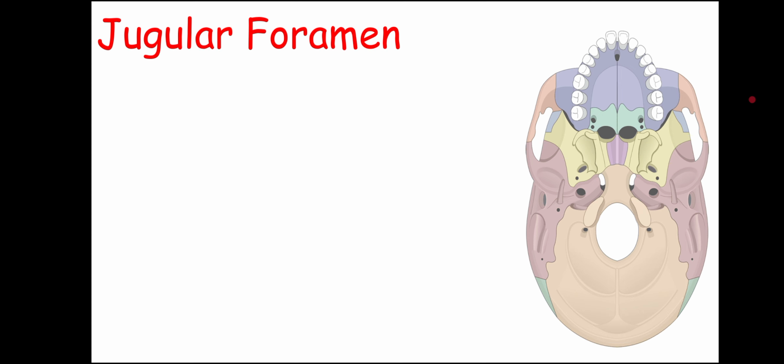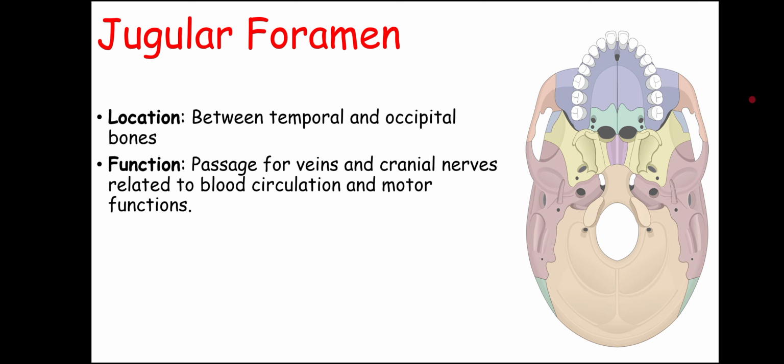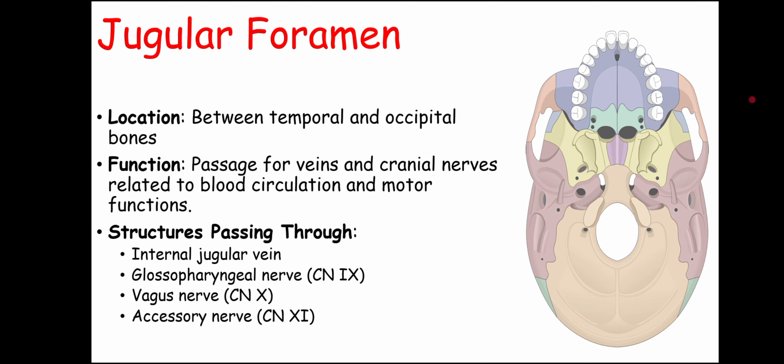The next foramen is jugular foramen, that is located between the temporal and occipital bone. Its function is that it allows passage for veins and cranial nerves related to blood circulation and motor function. Structures passing through are the internal jugular vein, glossopharyngeal nerve, vagus nerve and accessory nerve.